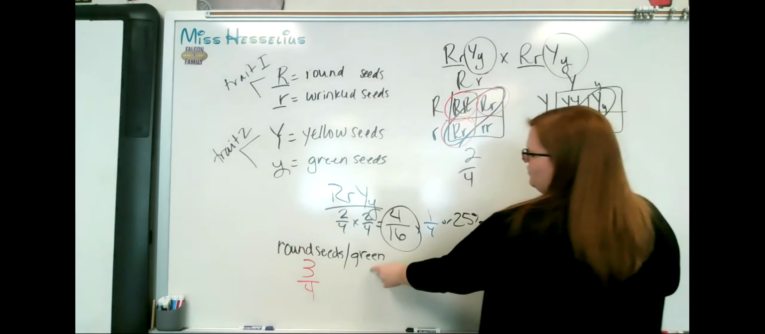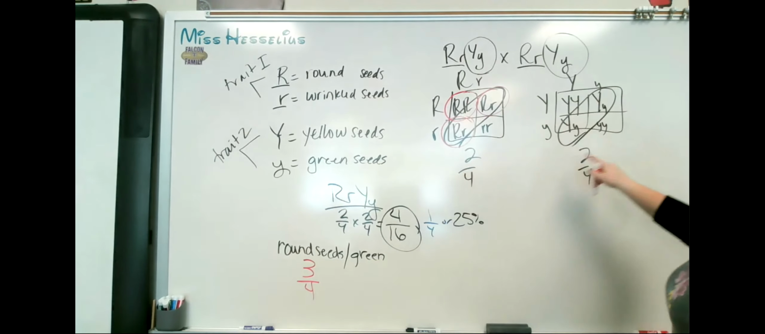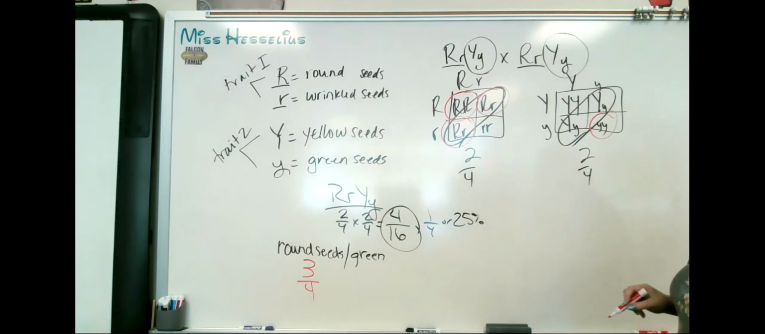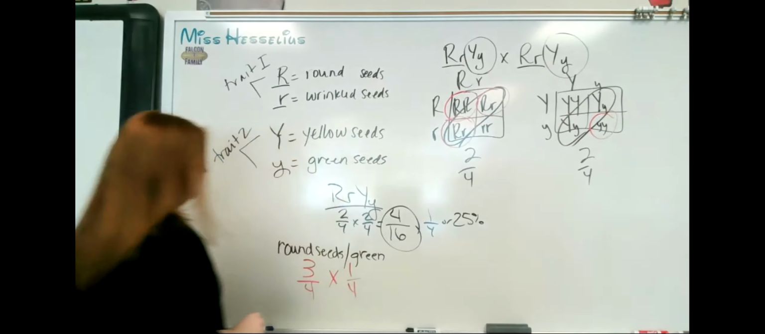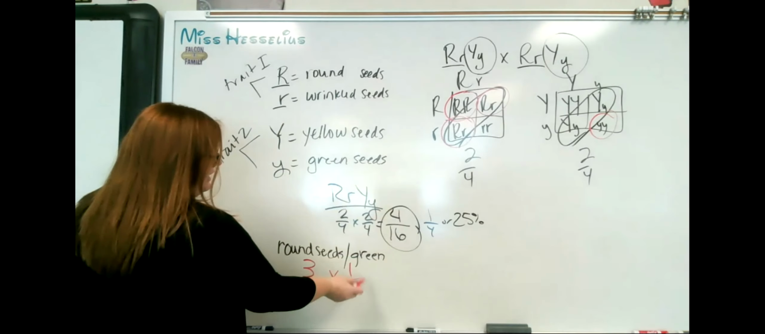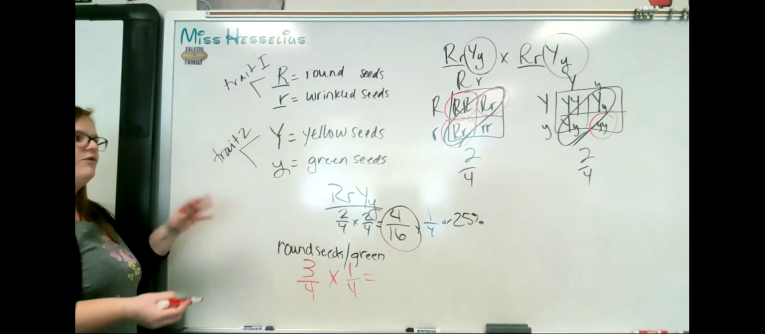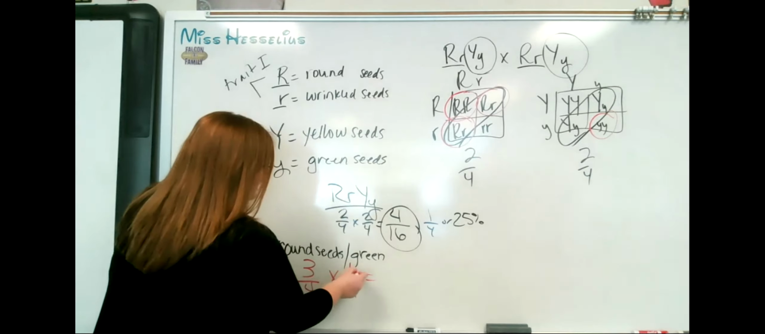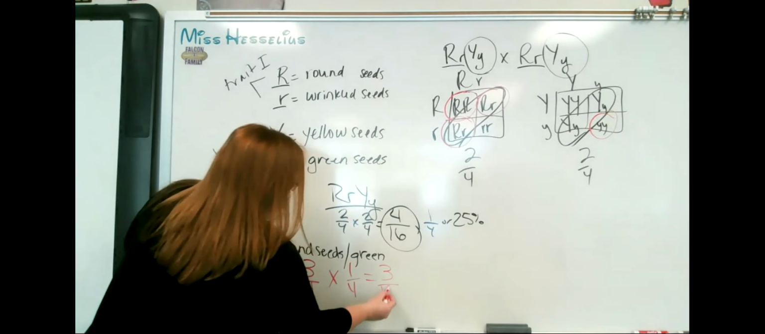What are the chances of getting green seeds from this one? Remember, green is recessive. So that means only 1 gives us green seeds. So we multiply the probability of getting round times the probability of getting green, and that gives us our chances of getting both round and green. 3 times 1 is 3. 4 times 4 is 16.